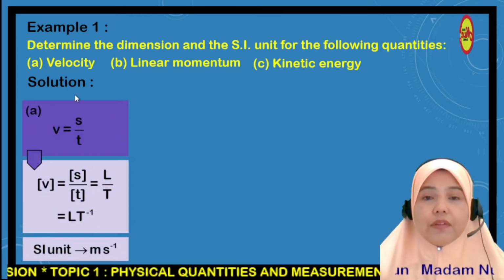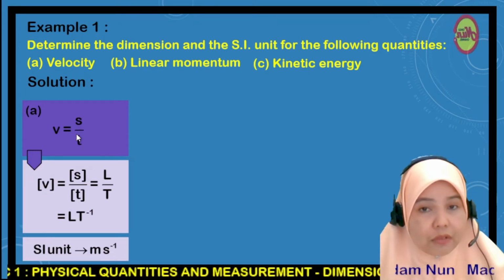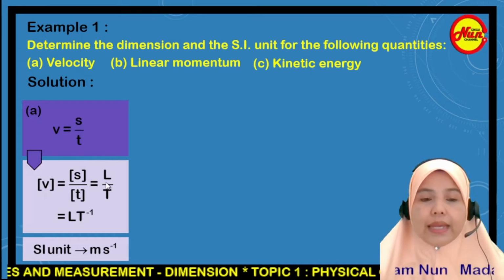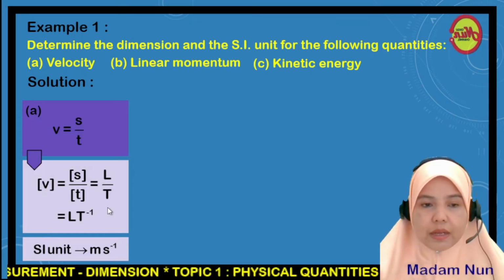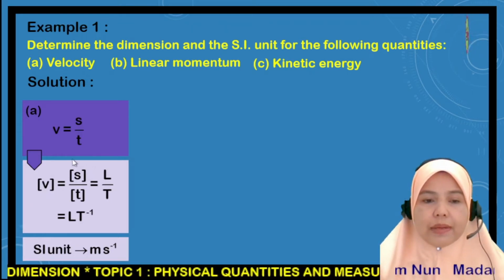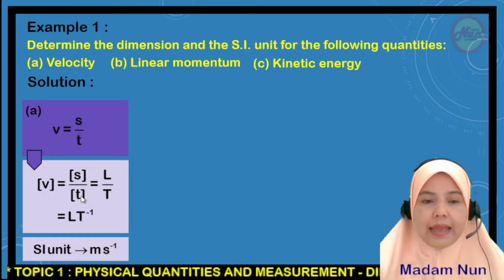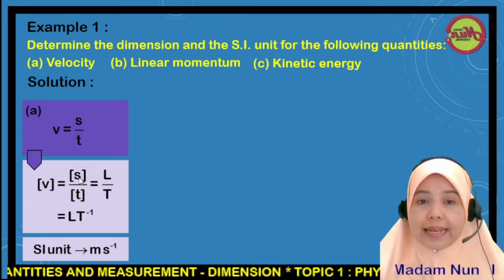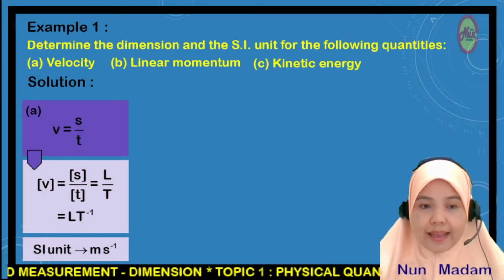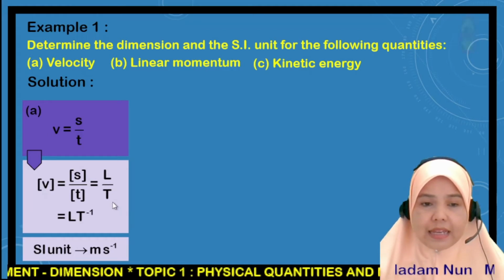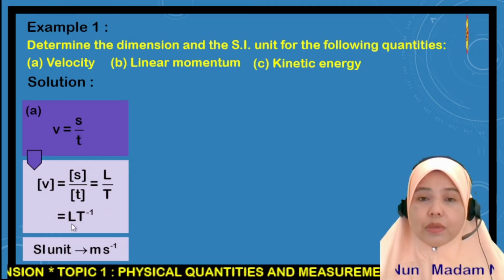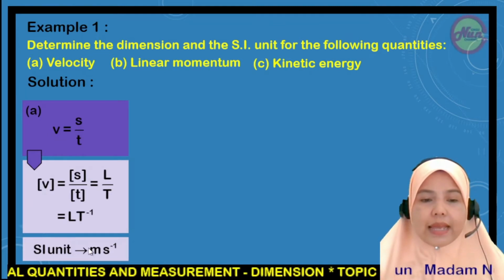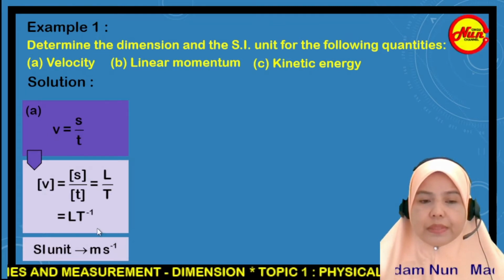For the velocity, first identify the equation for velocity. Because we know that velocity is a derived quantity, the equation is displacement over time, or S over T. When we have the equation, we can write it in the form of a dimension equation, where the dimension of V is equal to the dimension of S divided by the dimension of T. Because you just learned about the dimensions of the basic quantities, for example displacement represents length, the dimension of displacement is L and the dimension of time is T. Because of that, the dimension for velocity is LT minus 1. When you get the dimension, you can identify the SI unit for velocity, which is m, representing the L, and s minus 1, representing the T minus 1.